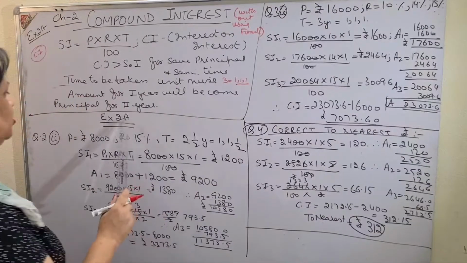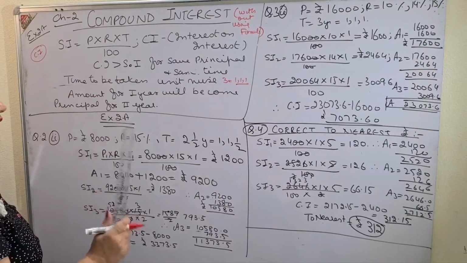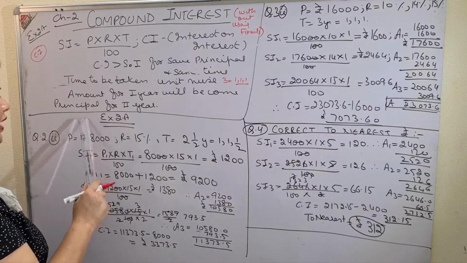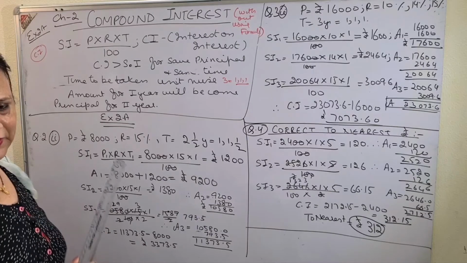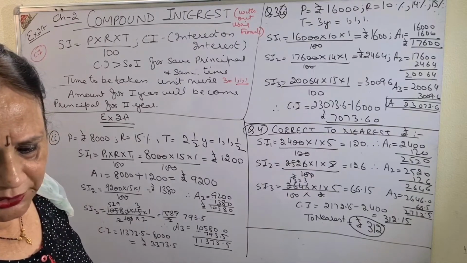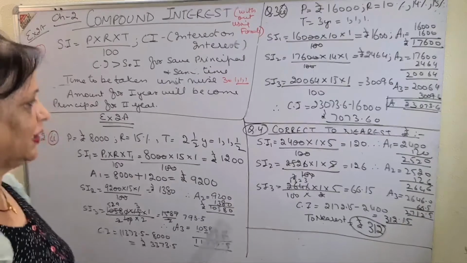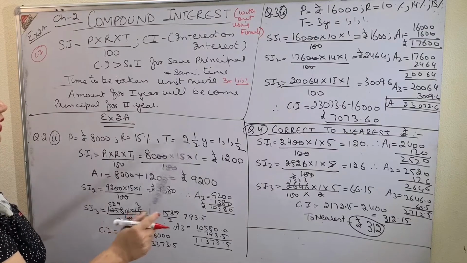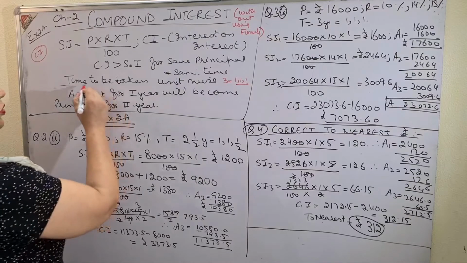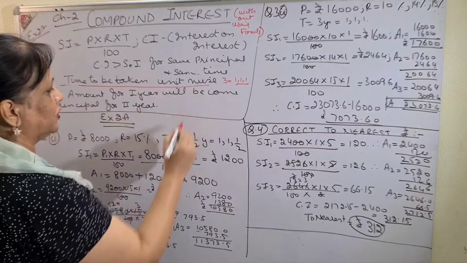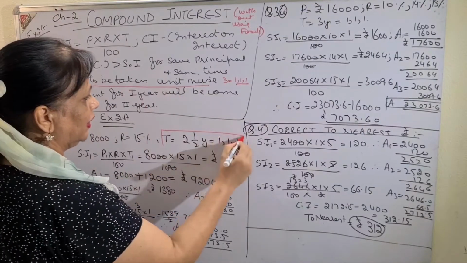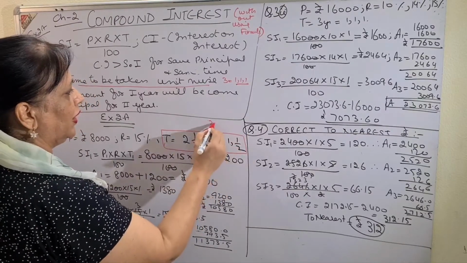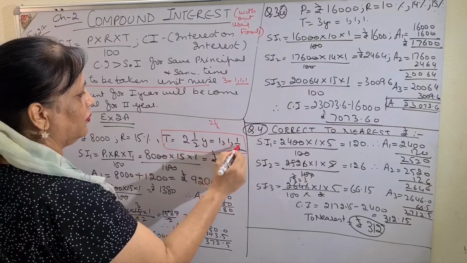See, exercise 2A, first of all I am going to calculate the data. I am going to take out the data from the problem as it was written in the question. 8,000 in 2.5 years at 15% per annum. So see, 8,000, rate 15%, times 2.5 years. The first thing I told you was time to be taken unit wise. So I took the time unit wise. In the data itself I have written 1, 1, half. 2.5 years, 1, 1, half.